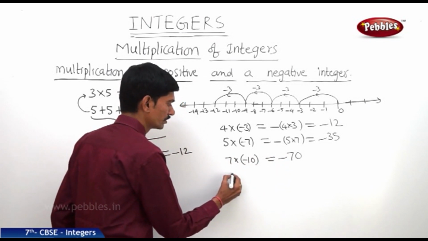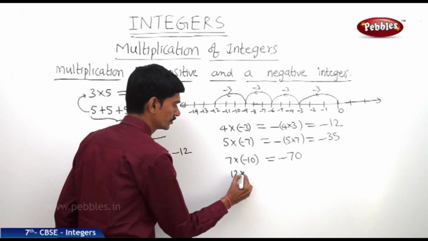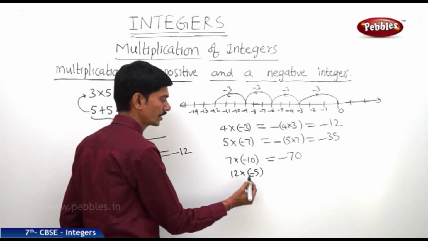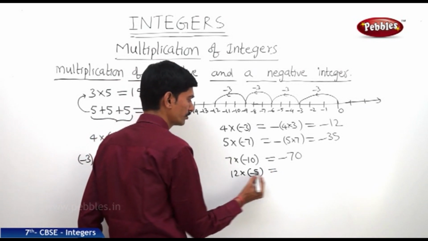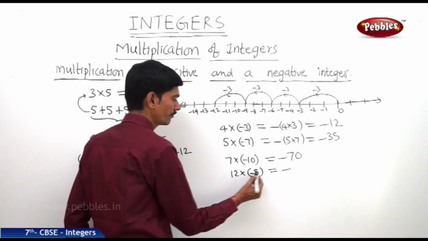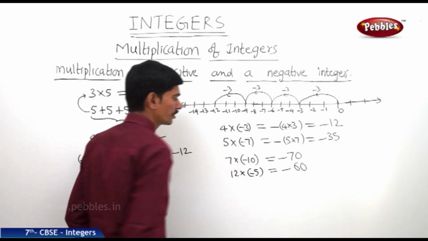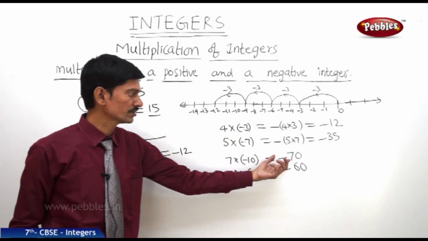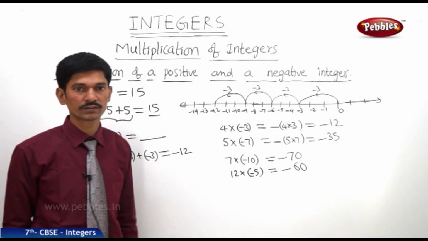And if you take 12 into minus 5, here 12 is a positive integer and minus 5 is a negative integer. So first we write the negative sign minus, and 12 5s are 60. So the product of a positive integer and a negative integer is always a negative integer.